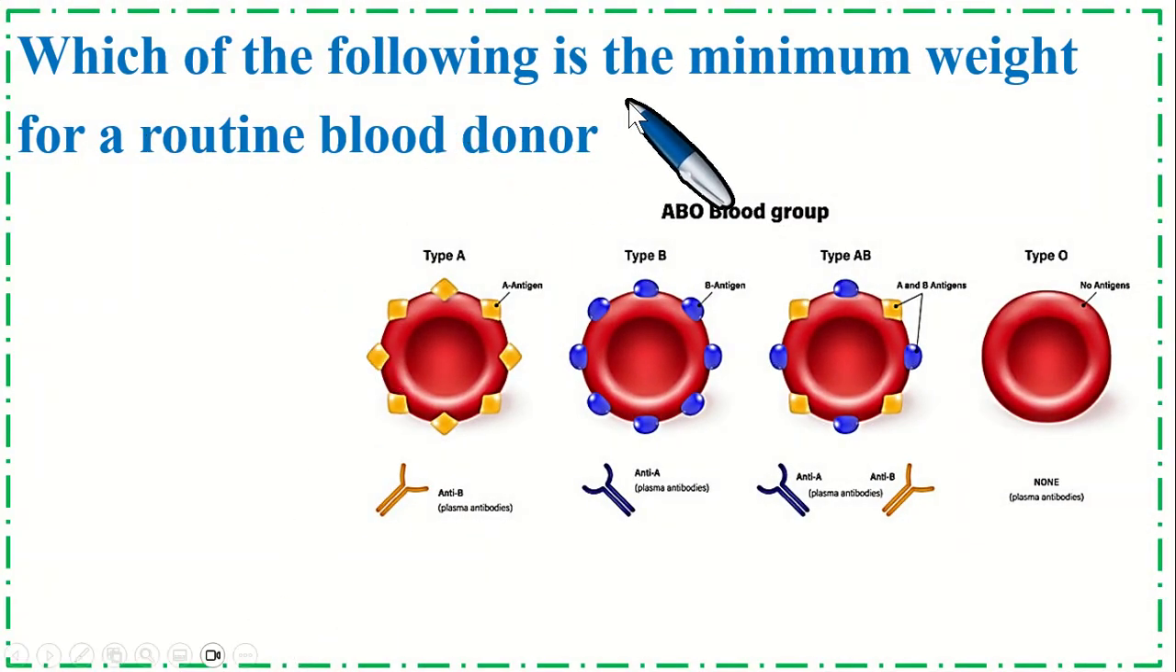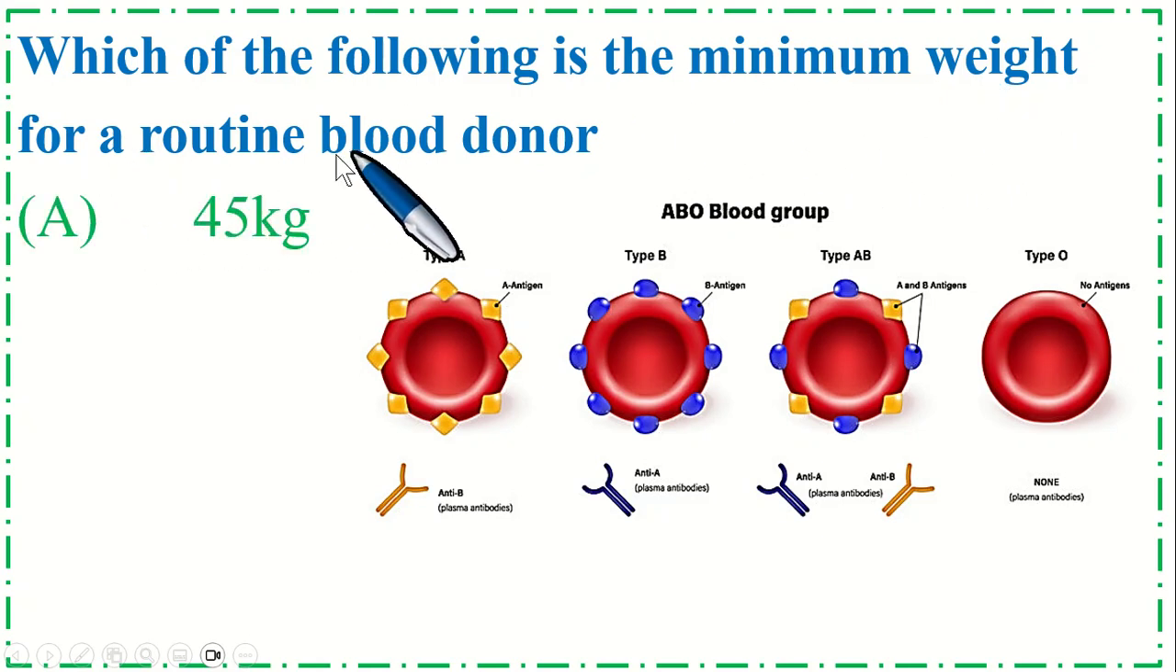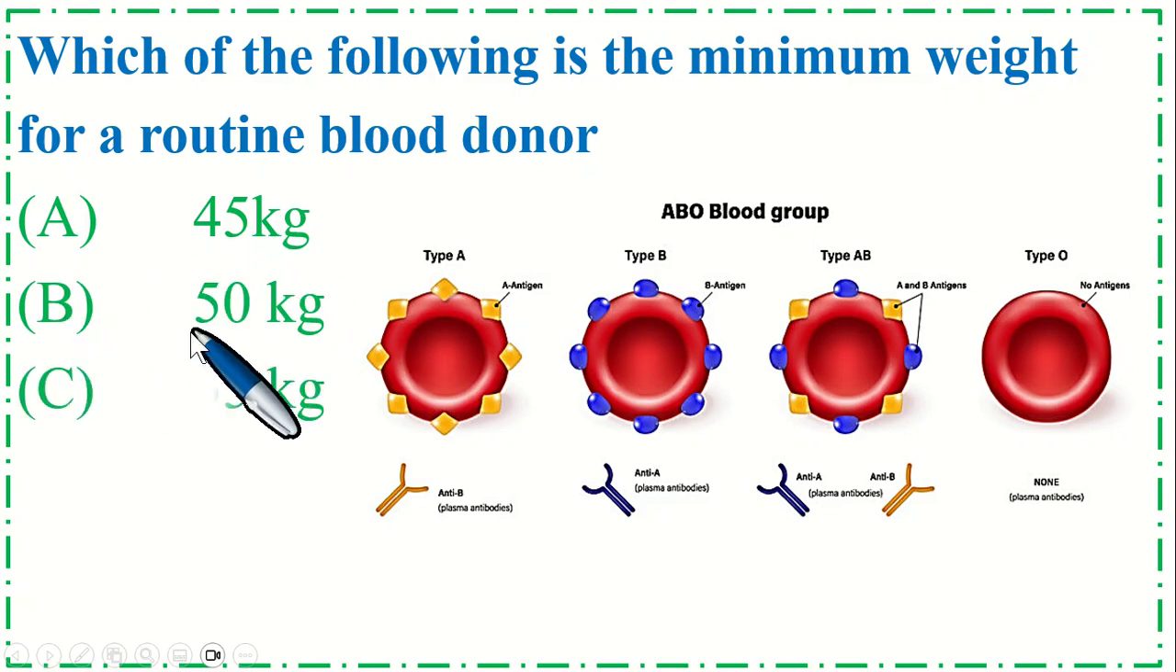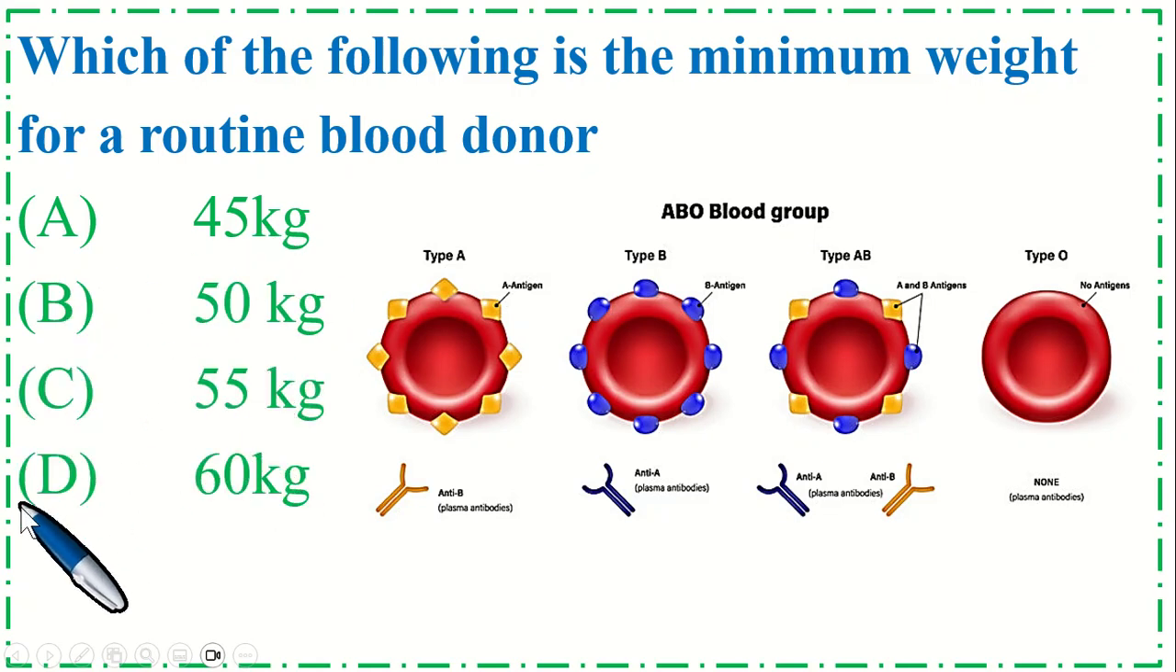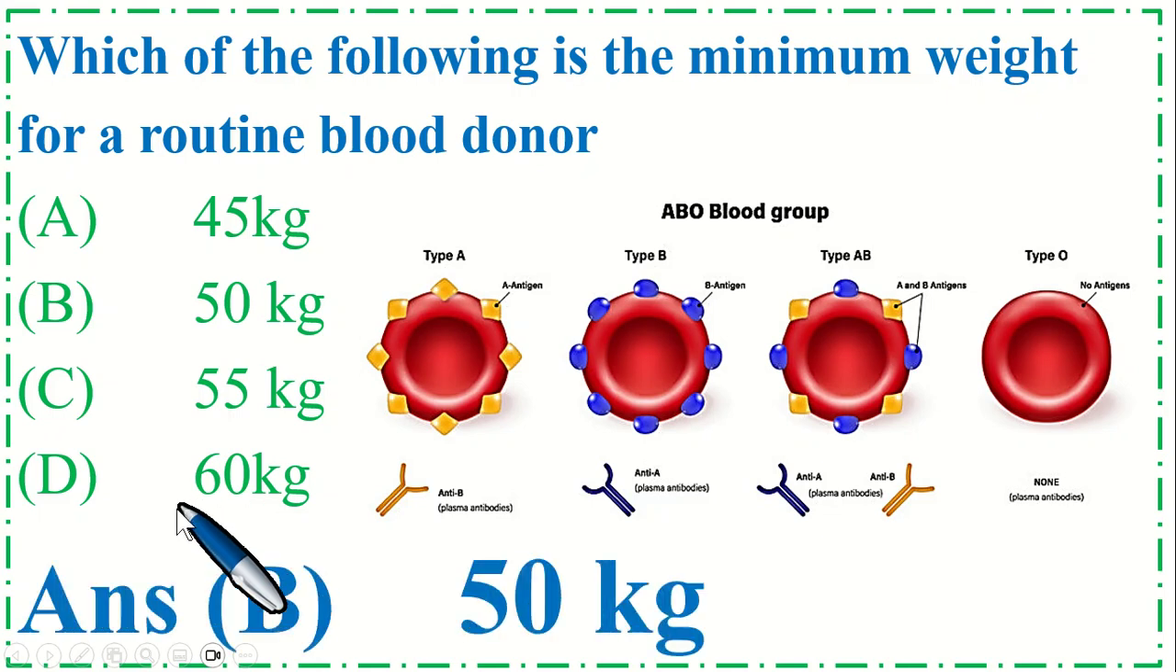Which of the following is the minimum weight for a routine blood donor? Option A 45 kg, B 50 kg, C 55 kg, and option D 60 kg. So the correct option is option B 50 kg.